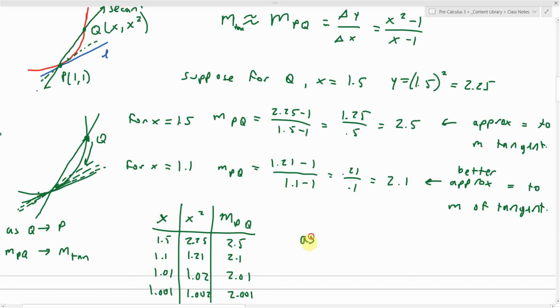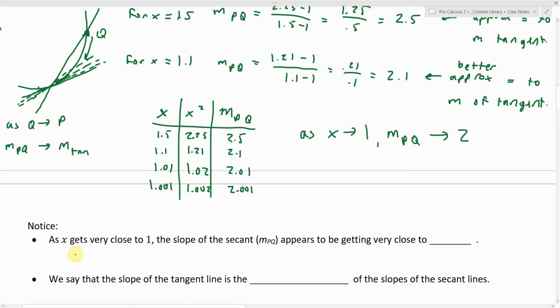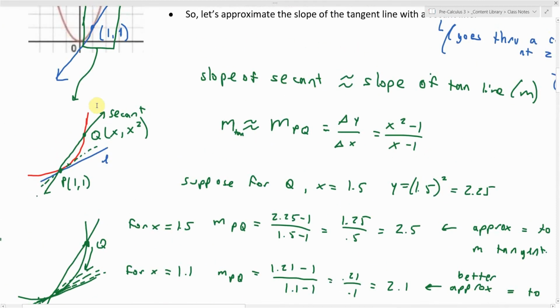But what we can see here is that as x gets really close to 1, the slope of PQ gets really close to 2. Or as x approaches 1, we would say that the slope of PQ gets closer and closer to 2. Or as x approaches 1, slope of PQ approaches 2. Which is what we're going to see here on the next page. It says, as x gets close to 1, the slope of the secant line appears to be getting very close to 2. And the idea was that, again, as Q moves toward P, this secant line becomes more and more like this tangent line, or the green line becomes more and more like the blue line.